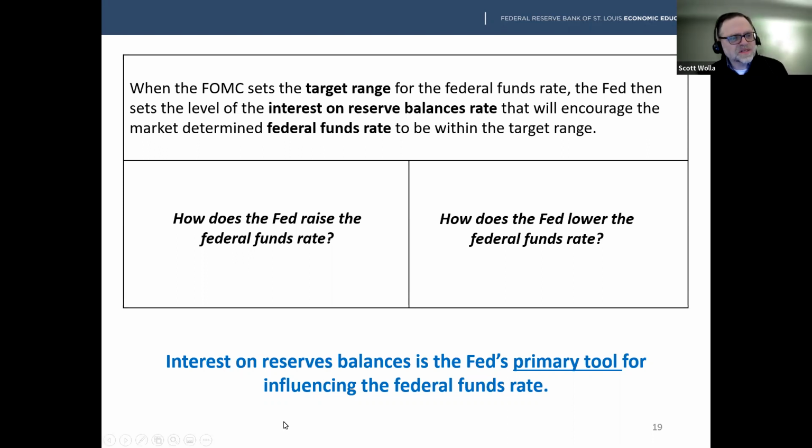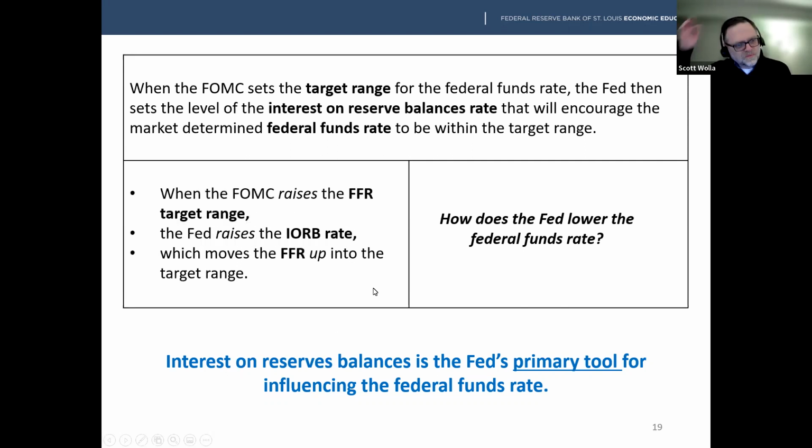On the left side, it says, how does the Fed raise the federal funds rate? When the FOMC raises the target range, the Fed also raises the interest on reserve balances rate. Okay. And when they raise that interest on reserve balances rate, it steers that federal funds rate into the target range. How does the Fed lower the federal funds rate?